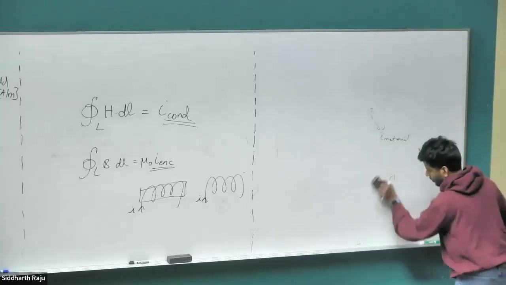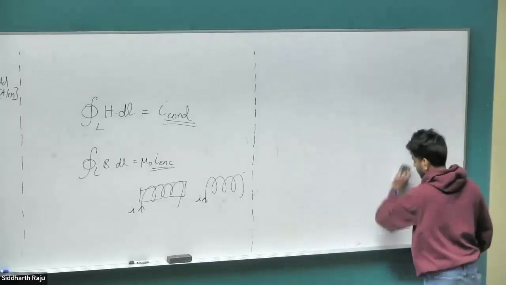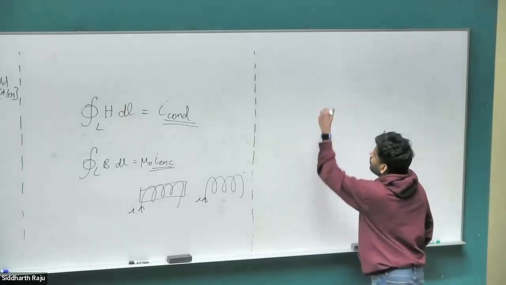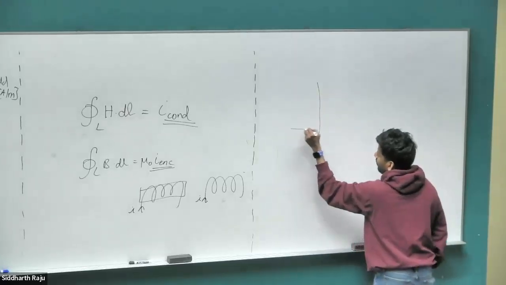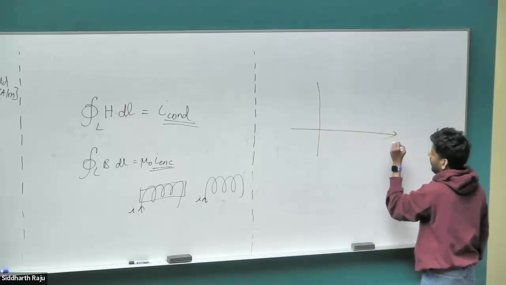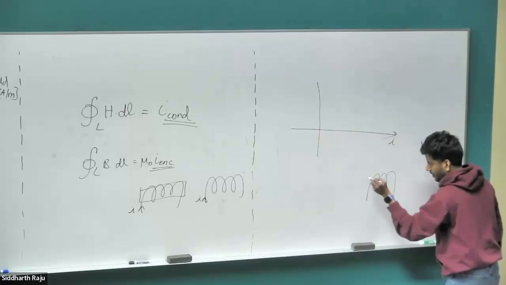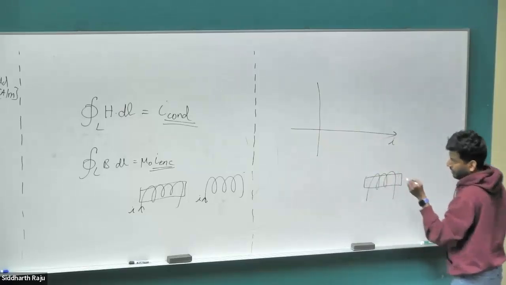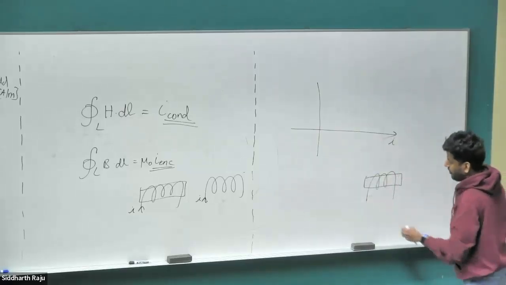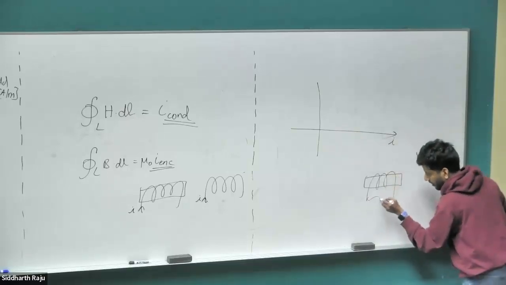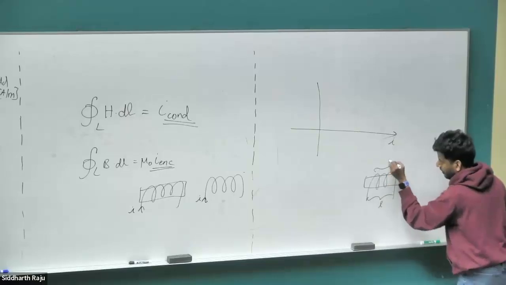When we have items with real world elements in between them, and the B field is what we are interested in, not the H field, material manufacturers would provide this chart. So what they would do is put a material inside a solenoid and pass different currents, right? So let's say again this length is L, number of turns is N.